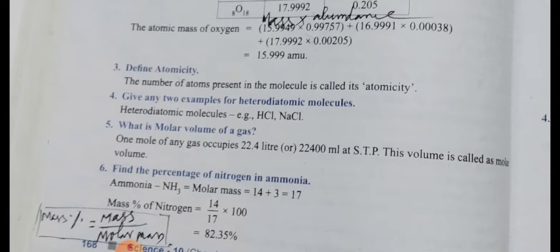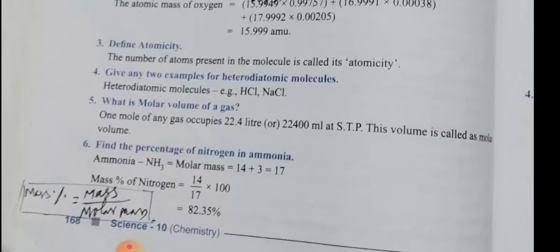Find the percentage of nitrogen in ammonia. Ammonia formula NH3. Molar mass 14 plus 3, 17. So mass of nitrogen 14 by 17 into 100, that is 82.35%.